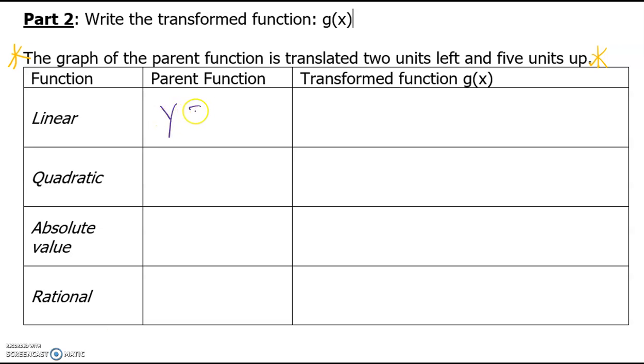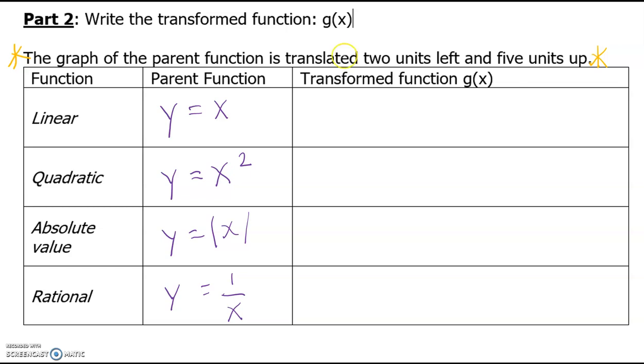The linear function is y equals x, the quadratic, y equals x squared, the absolute value, and then the rational is y is equal to 1 over x. Could have said f of x, g of x, whatever. I'll just use y here. So we can talk about like what the transformed function looks like, and I'm going to be calling the transformed function g of x.